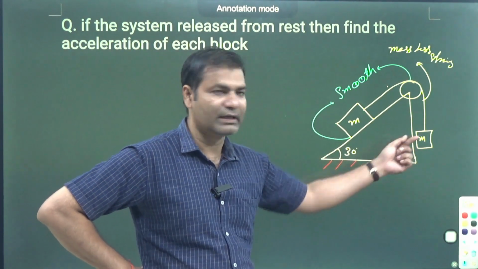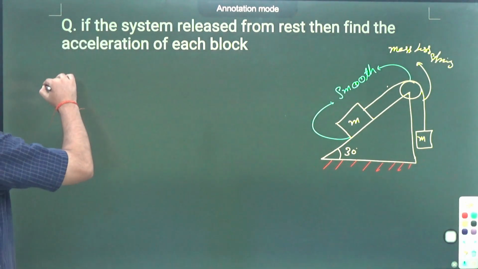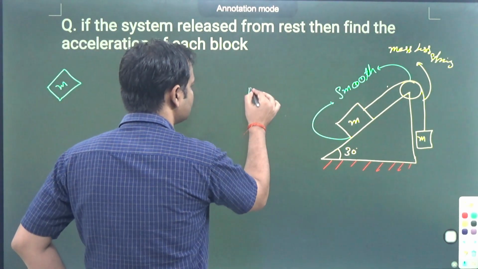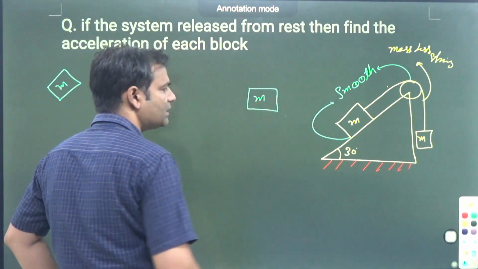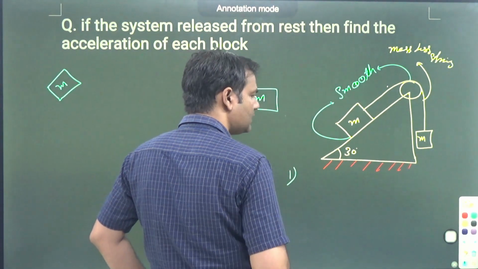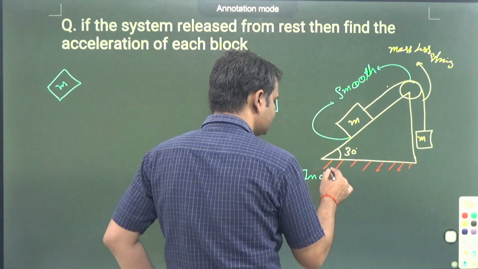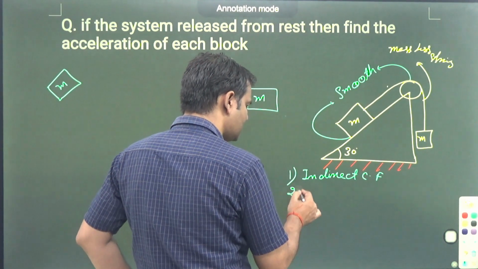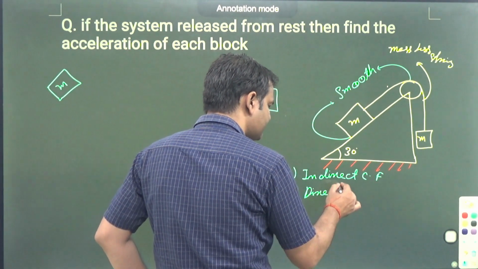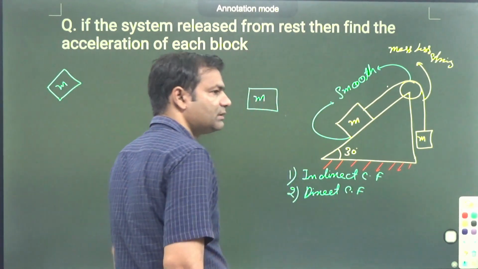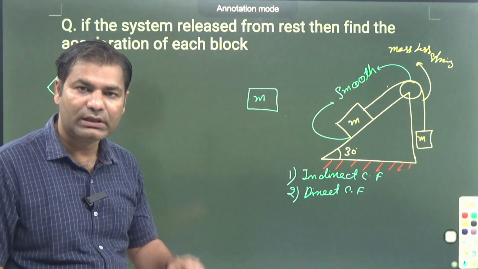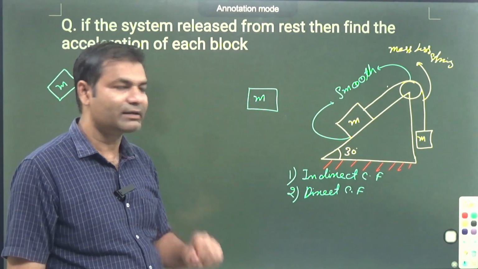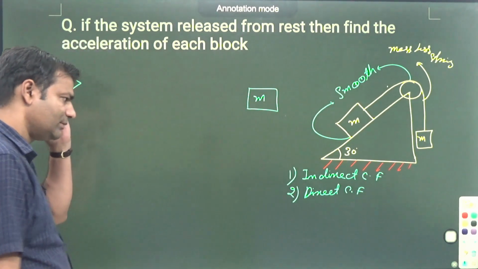There are two systems, M and M, so make it here M and here M. Clear or not? After that, we focus on indirect contact force, and second, direct contact force. We focus on indirect contact force first, and after that on direct contact force. Clear?